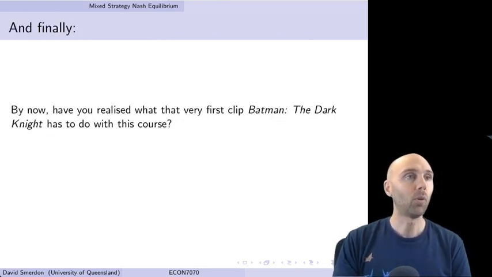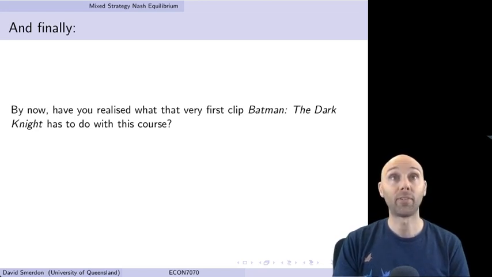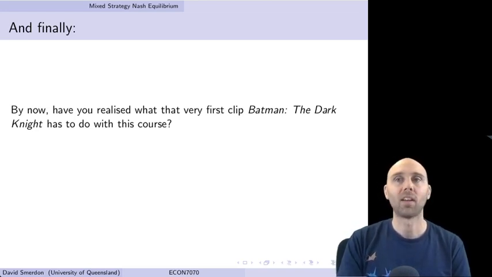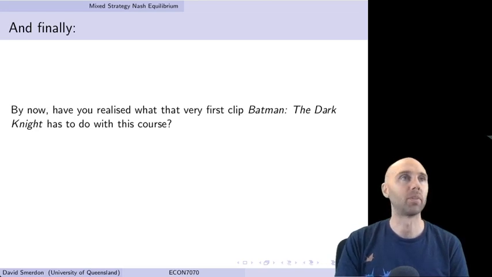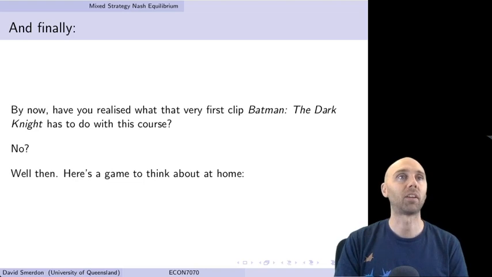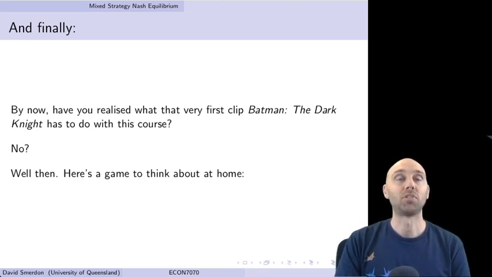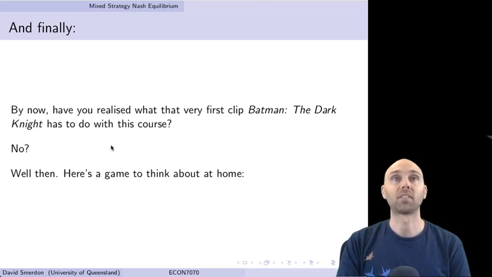Finally, taking us all the way back to the very first 5 minutes of the very first lecture, that very first clip of Batman the Dark Knight, where the Joker and his cronies, his gang members, rob a bank, but only the Joker comes out unscathed with the full loot. You might be wondering what that's got to do with this course. Have you got it? No? Well, here is a game to think about at home that might add some context. I want you to think about this, try to solve it, and we'll discuss it next time.